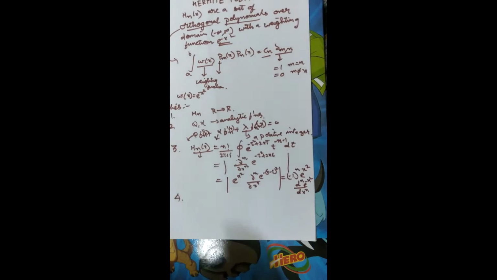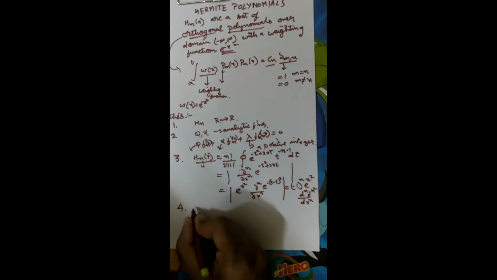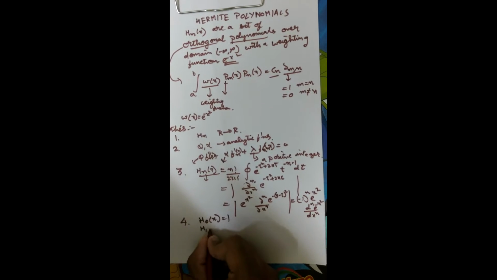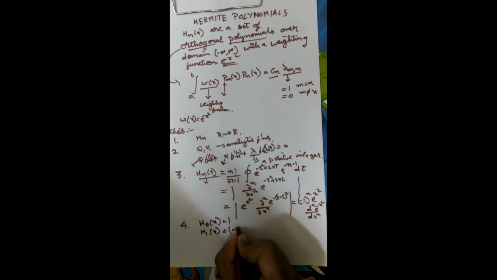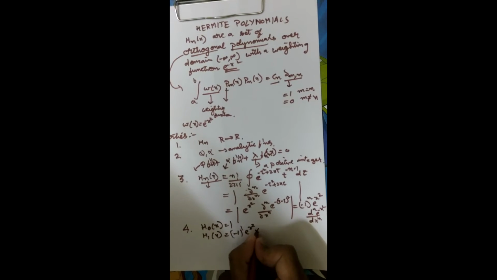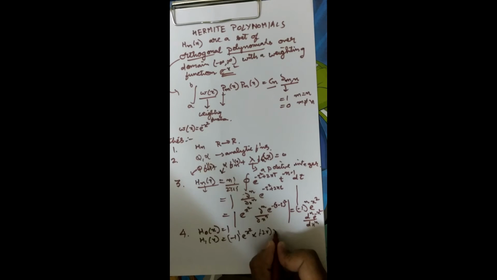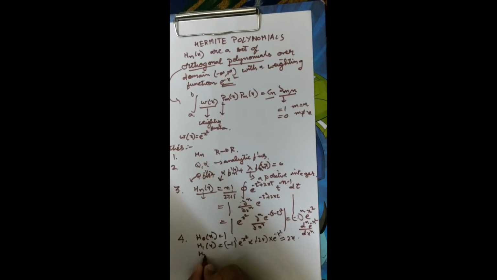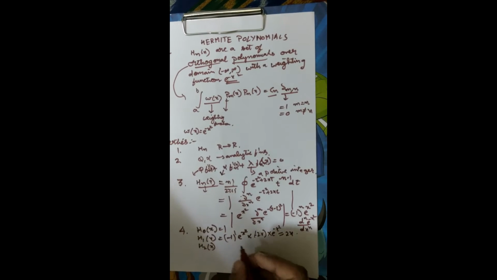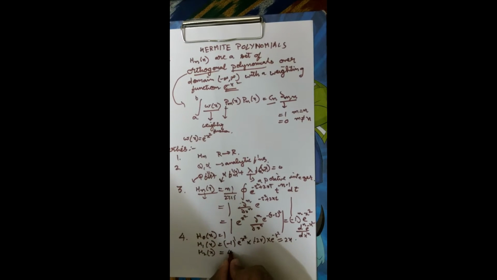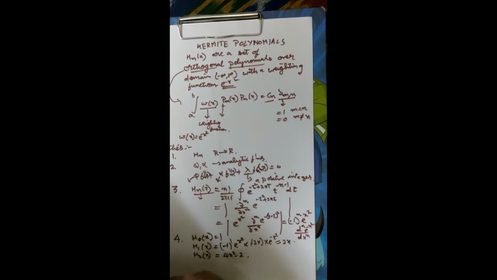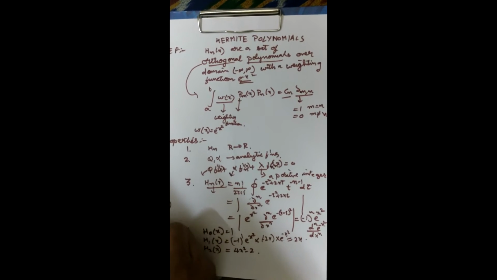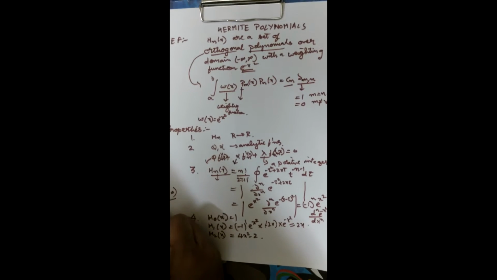Now let us see some trivial values of n. H0 of x is trivially 1. H1 of x is minus 1 power 1 e power x square into minus 2x into e power minus x square, whose value is 2x. Similarly, substituting the values in Hn of x for n equal to 2, we get 4x square minus 2. One important point, for Hn of 0, all these numbers are called Hermite numbers.